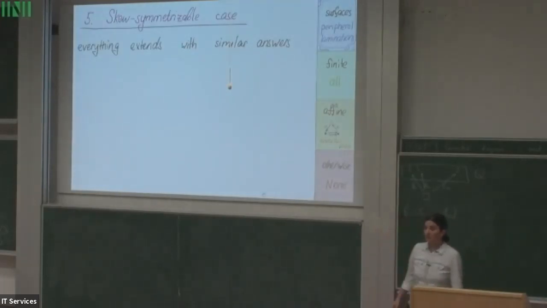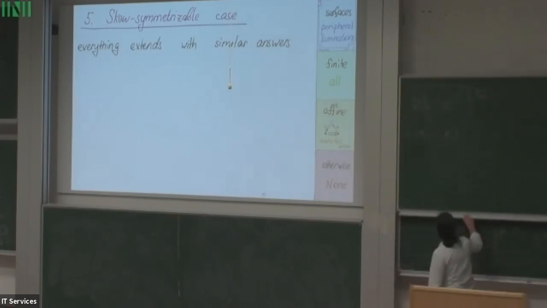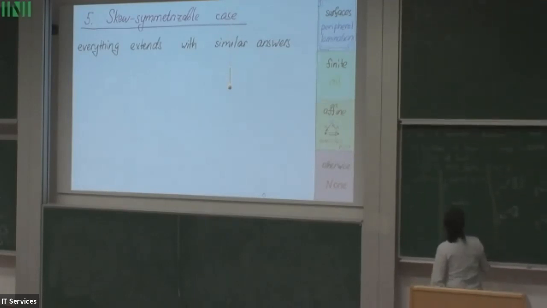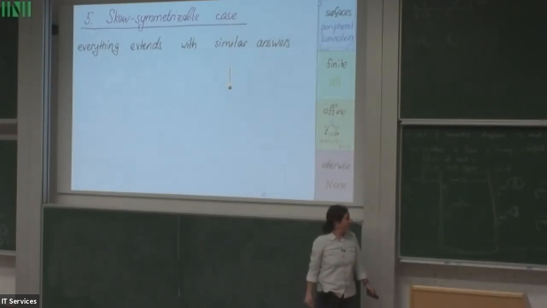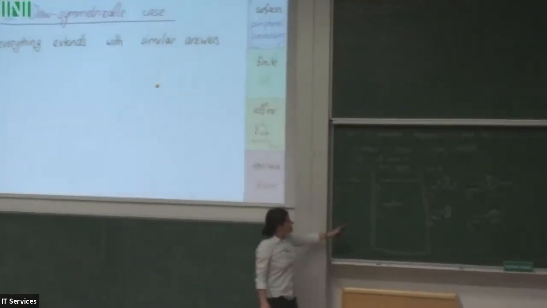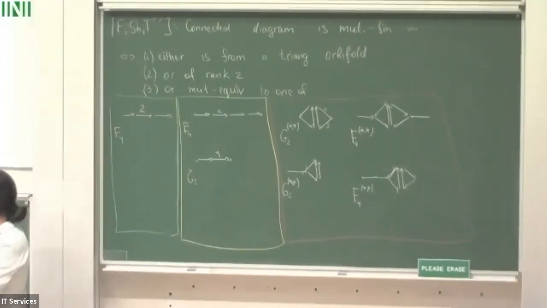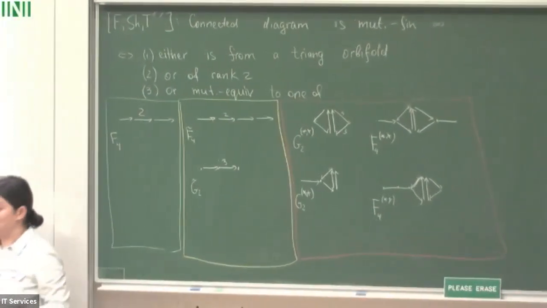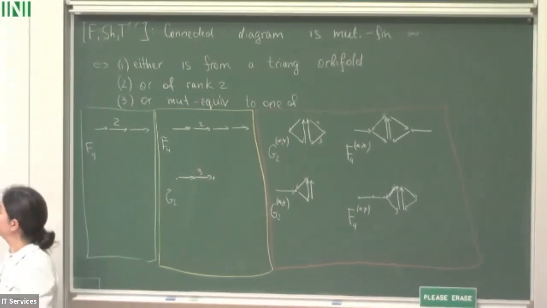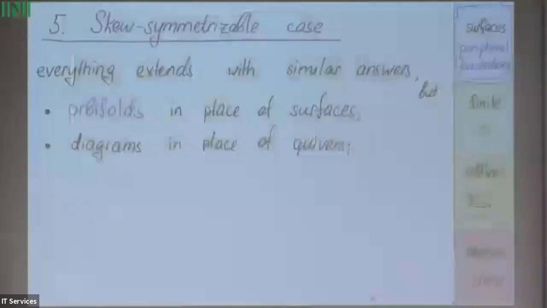Now, a couple of words about the skew symmetrizable case. You can do the same in the skew symmetrizable case, and you will get more or less the same answer. So in the skew symmetrizable case, we also have the classification, and we can have the same story of finite, affine, everything else. And the only difference is that we will need to speak about orbifolds in place of surfaces, and we will use diagrams in place of quivers.